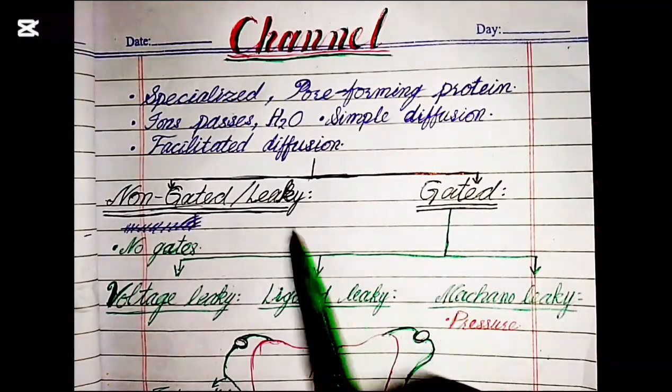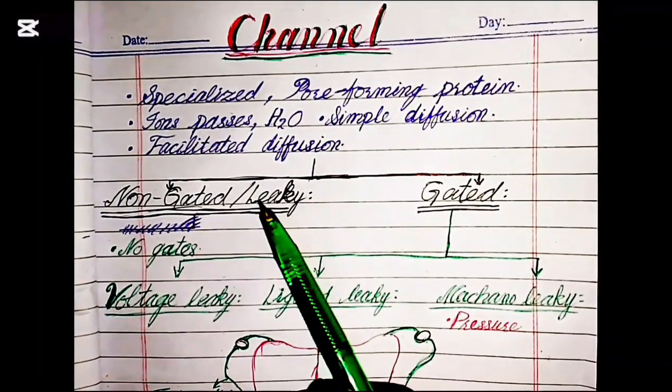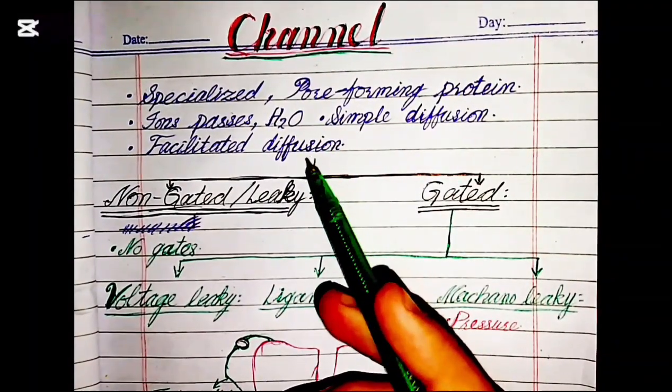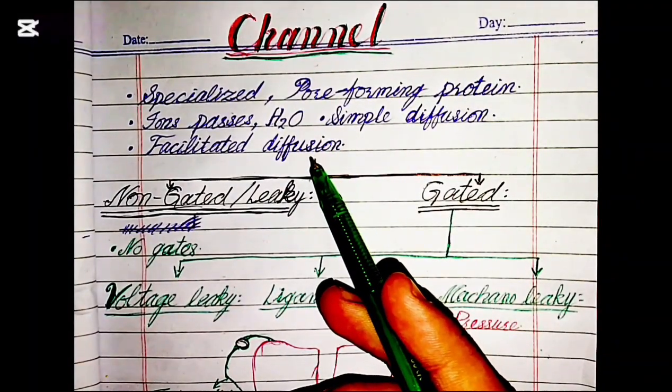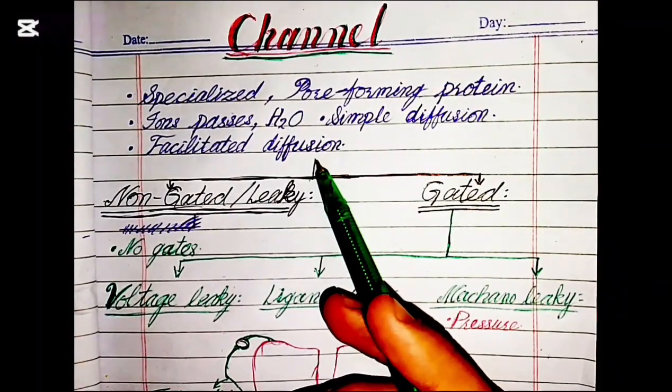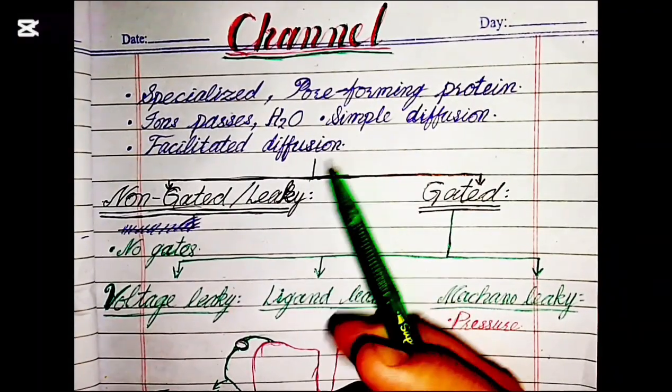Today our topic is channel. What actually is a channel? A channel is a specialized transmembrane protein. We can also say a pore forming protein, which transports ions and water, etc. along the cell membrane through simple diffusion.